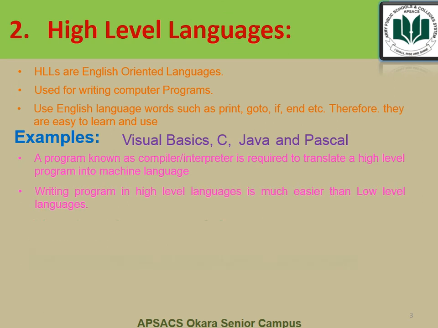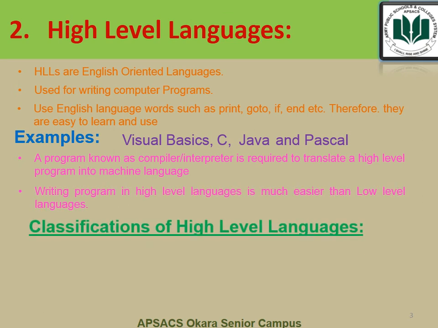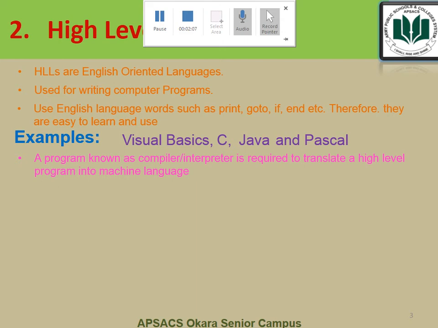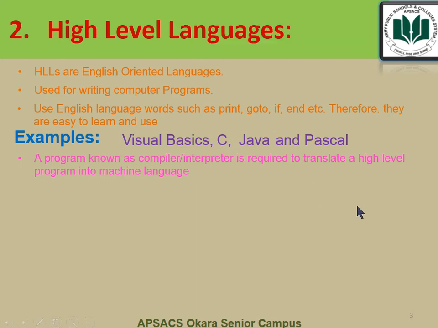A program known as a compiler or interpreter is required to translate a high-level language program into machine language. Why do we have to convert the high level language into machine language? Because the computer only understands machine language. No other language can be understood by the computer hardware. So we have to convert high level language programs into machine language.